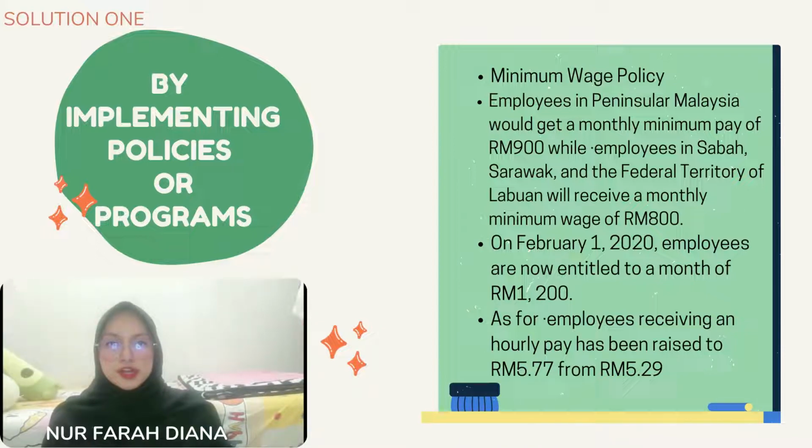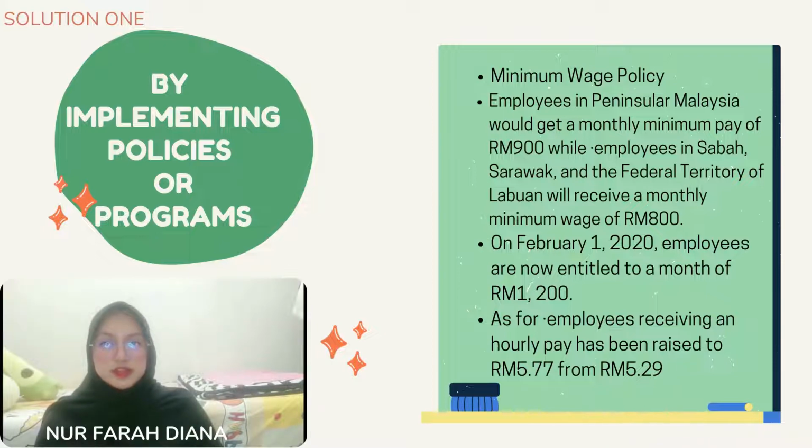The first solution or recommendation is implementing policies or programs. Among the policies and programs that have been implemented by the Malaysian government is the minimum wage policy. On January 1st, 2013, the minimum wage policy was adopted and went into force. In 2013, Malaysia implemented a minimum wage regime that applied to all workers, excluding domestic workers. Peninsular Malaysia is subject to one rate, whereas Sabah, Sarawak and the Federal Territory of Labuan are subject to a separate rate. Employees in Peninsular Malaysia will get a monthly minimum pay of RM900 from NWCC, whereas employees in Sabah, Sarawak and the Federal Territory of Labuan will receive a monthly minimum wage of RM800.